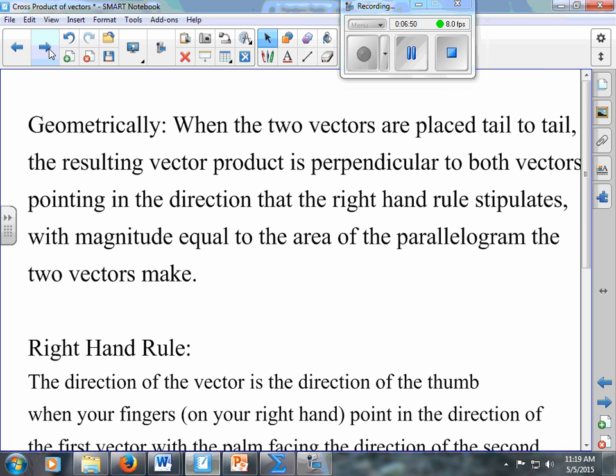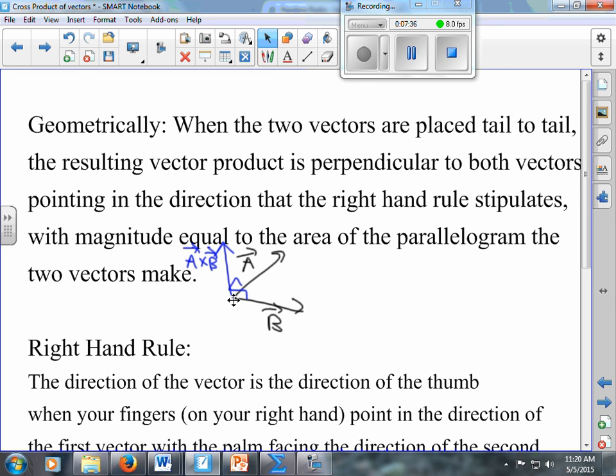Okay, and now on this last page, I'm just going to talk about geometrically what happens with these two vectors. You have two vectors. They are tail to tail, and when we do the vector product, let's say I have a vector A and a vector B, and I'm putting them tail to tail like this. When I do A cross B, I get a vector that is perpendicular to both A and B. So this is a three-dimensional drawing here. This is A cross B, and it's a vector that's perpendicular to both of them, and it points in a specific direction.